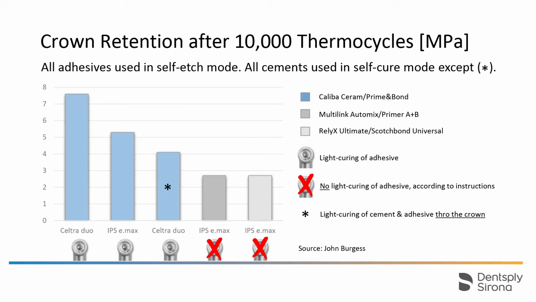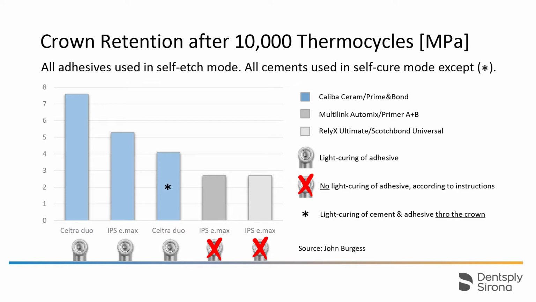The cemented crowns were fabricated using the silicate, respectively, glass ceramic Celtra Duo from Dentsply Sirona and IPS Emax from Ivoclar Vivadent. Calibra Ceram and competitors' products Multilink Automix and Relyx Ultimate were used for cementation according to the instructions for use. Calibra Ceram showed superior results in combination with IPS Emax, but with Celtra Duo in particular.